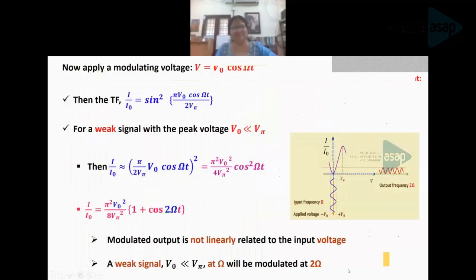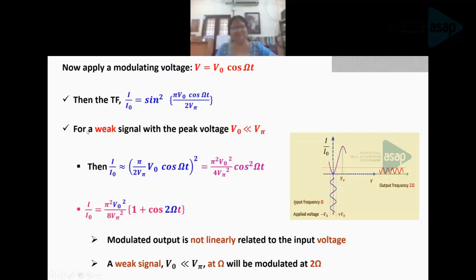Okay. Now we have to apply the modulation, or amplitude modulation. So for that we have to vary the input voltage V equal to V0 cos omega t. So the transmission factor I by I0 equals sine square. In the equation, in place of V, we substituted V0 cos omega t.